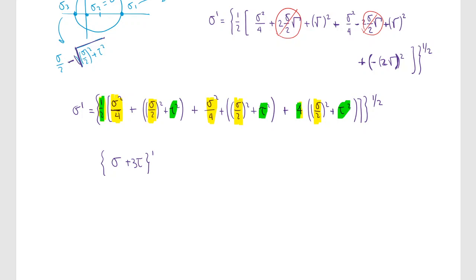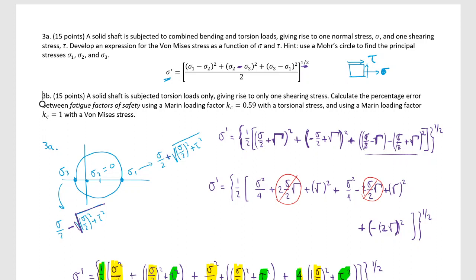Square root of sigma squared, sorry, these are all squared. They're all squared here. 3 tau squared. Right? And that's what I want: an expression for the von Mises stresses as a function of sigma and tau.